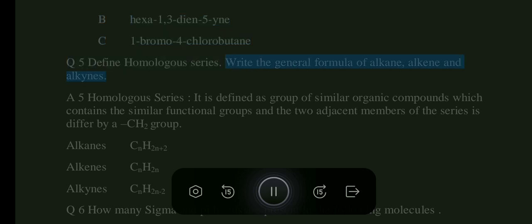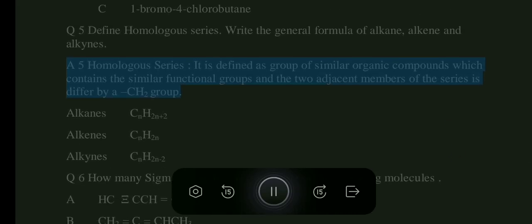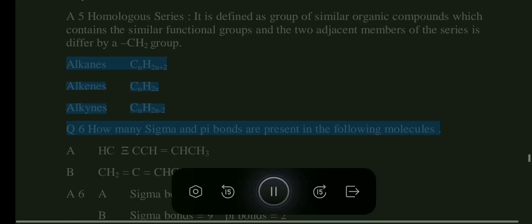Q5. Define homologous series. Write the general formula of alkane, alkene and alkyne. A5. Homologous series is defined as a group of similar organic compounds which contain the same functional group, and two adjacent members of the series differ by a CH2 group. Alkanes: CnH2n+2, alkenes: CnH2n, alkynes: CnH2n-2.